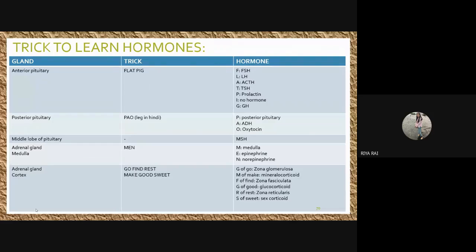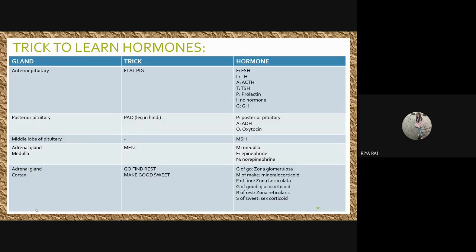Posterior pituitary, we can remember this as POW, that is a leg in Hindi, we call it as paon. The P is responsible for posterior pituitary, A is ADH, antidiuretic hormone, and O is for oxytocin. Then the middle lobe of the pituitary secretes just one hormone, that is MSH.